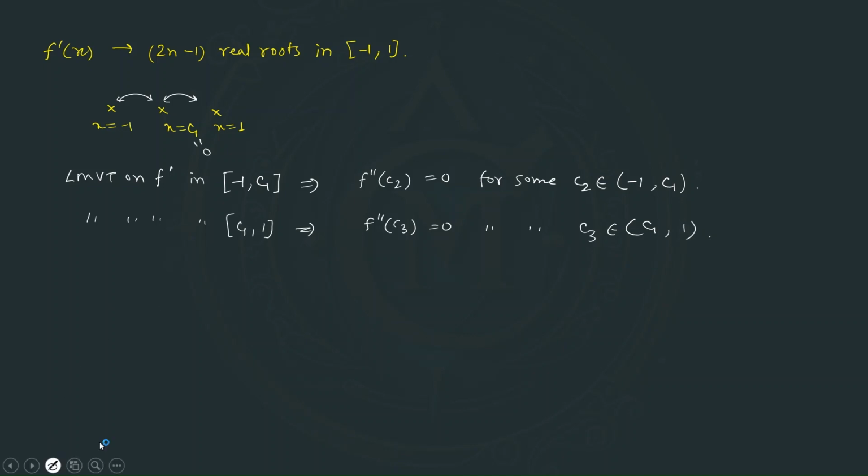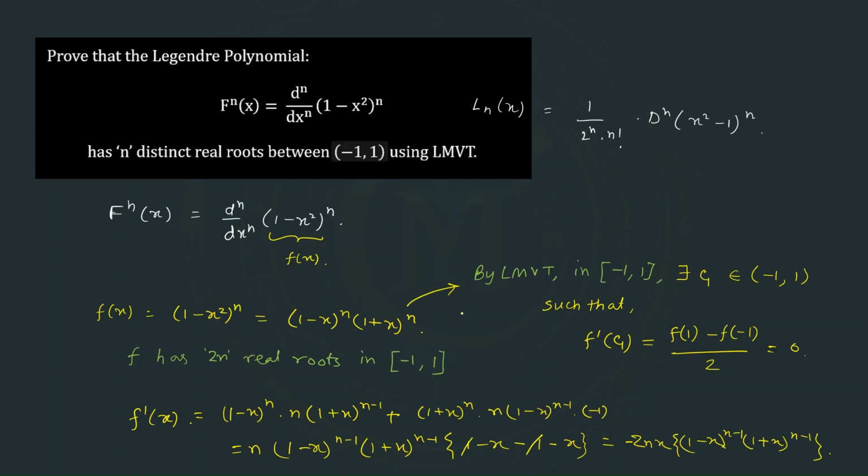So can we comment about the number of roots of f double dash x? Yes, we can see that if f x has the multiplicity of the roots equal to n, then f dash x has the multiplicity of the roots equal to n minus 1. Multiplicity of a root is defined as how many times the root is repeated.